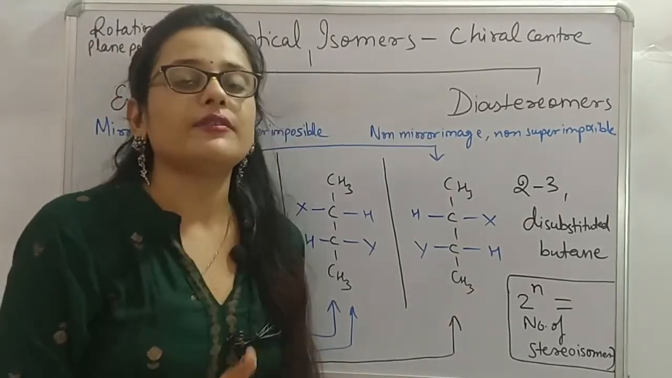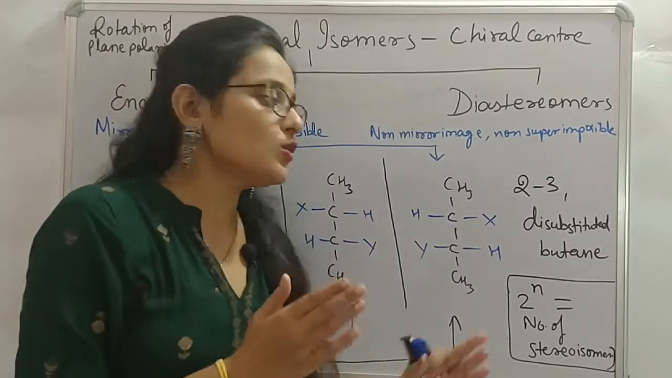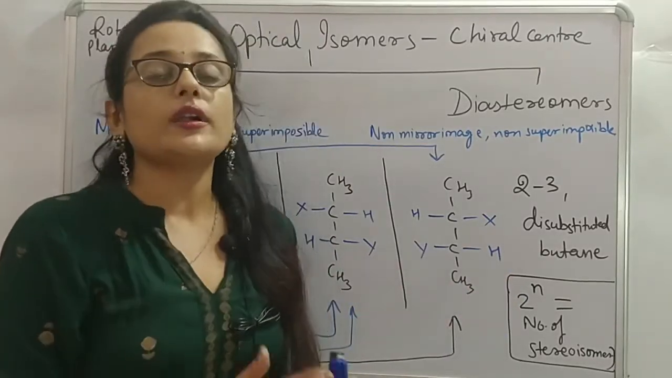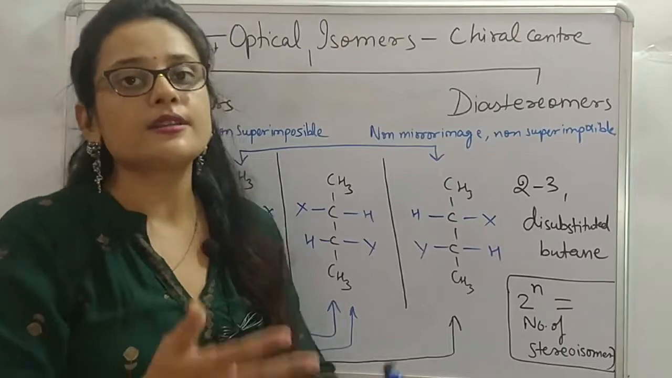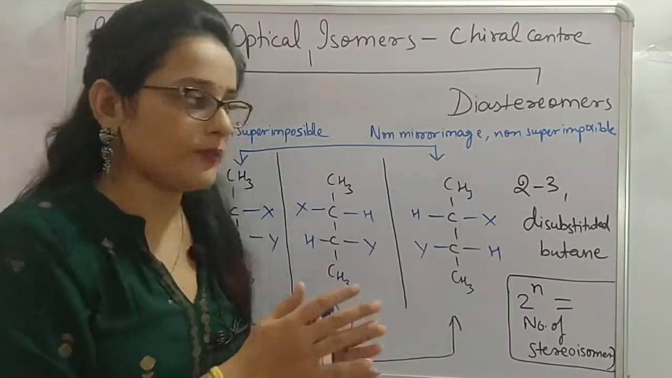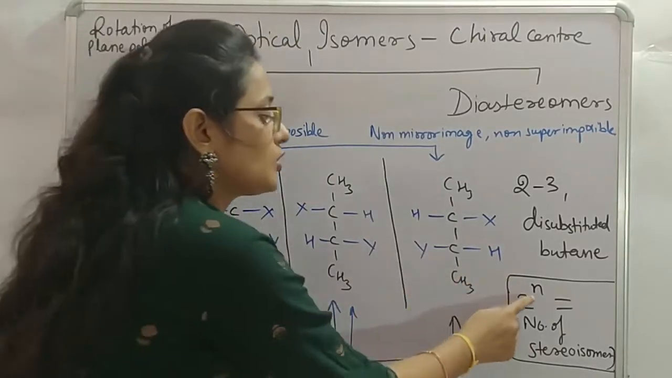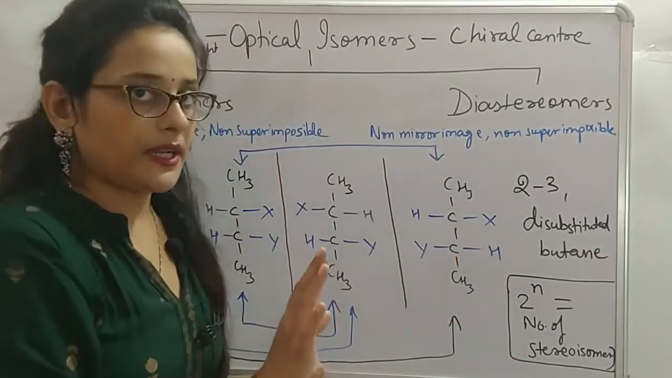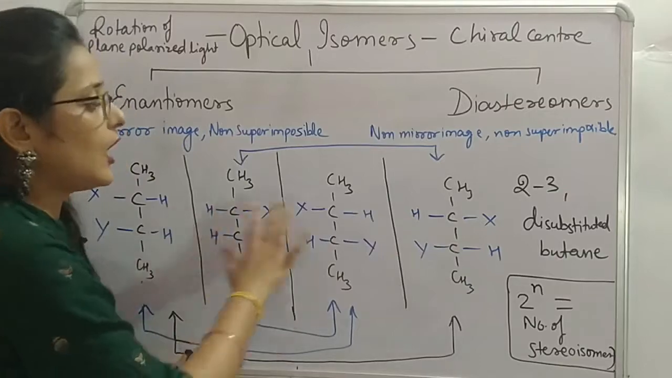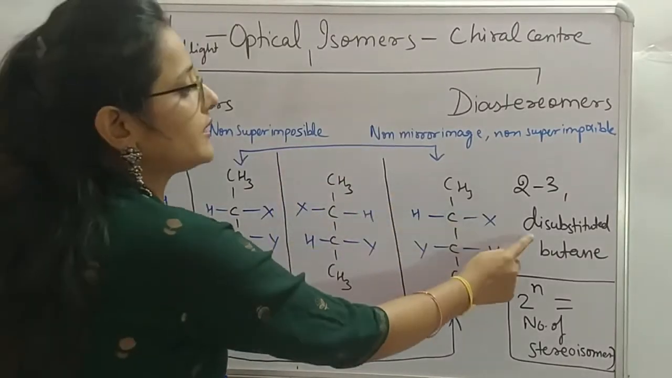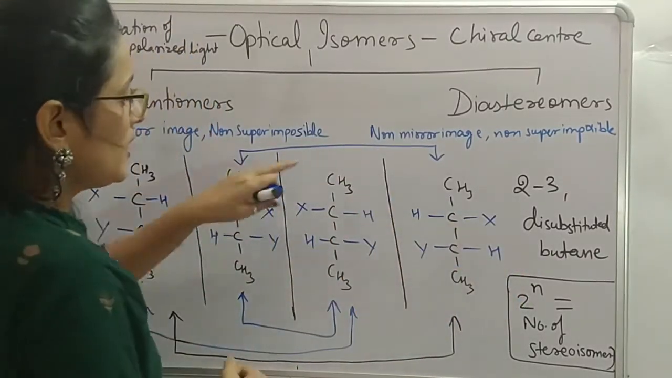If any compound has chiral carbon atoms, then by using one formula we can predict the number of stereoisomers of that compound present in nature. That is, 2 to the power n is equal to the number of stereoisomers, where n is the number of chiral carbon atoms. Let's put this formula in and see how many stereoisomers of 2,3-disubstituted butane are possible.